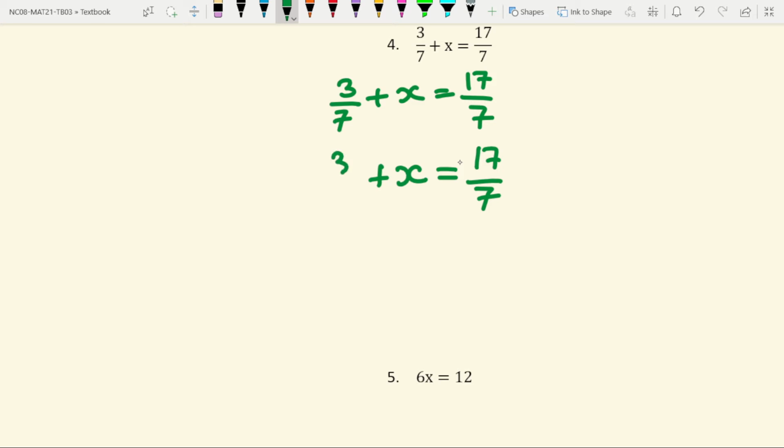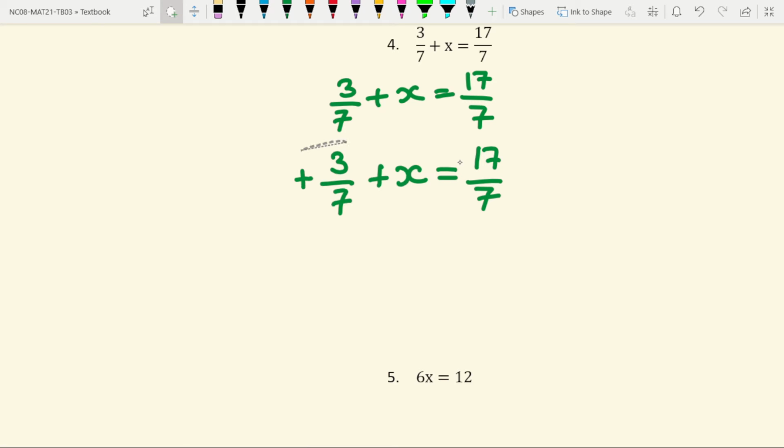But 3 by 7 is a known term. We know its value. It contains just numbers. No variable is present, so this is a known term. But the symbol of 3 by 7 is positive. If no symbol is given, we have to consider it to be positive. So the symbol is positive.